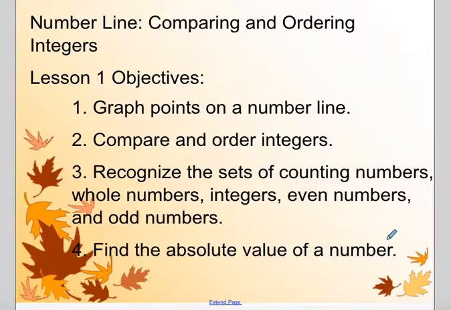Okay, so that is the end of lesson 1 for course 3. I hope that it was helpful. I hope now you are able to graph points on a number line, compare and order integers, recognize different sets of numbers, and find the absolute value and opposite of a number. I hope this is helpful for your homework and for studying.